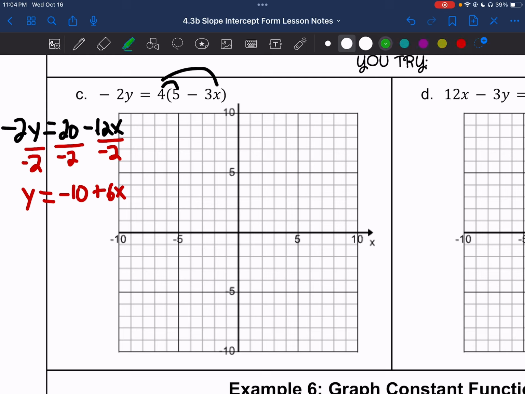So now I identify my slope is going to be a positive 6. My y-intercept is at negative 10. So I can start off with my first point at y is negative 10. And my slope is positive 6. So I'm going to go up 6 and to the right 1. I'm going to go up 6 and to the right 1, and then I'm going to go up 6 and to the right 1. And that's all that I'm able to fit on this grid. So I draw my line in, and I put arrows at the end of it.